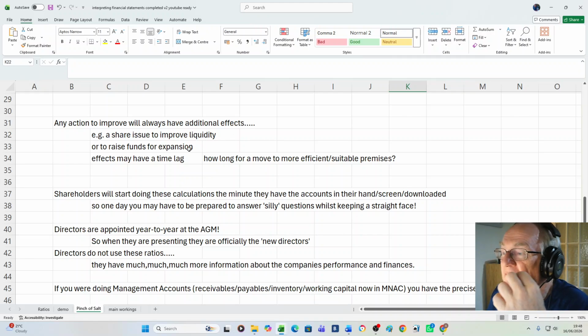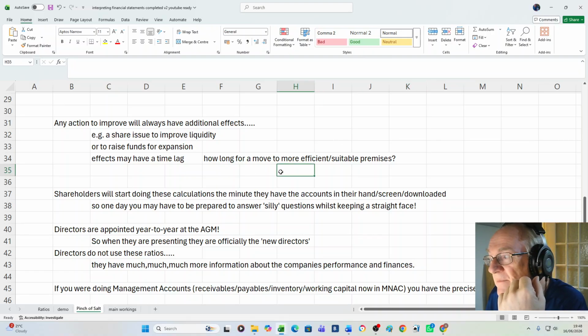Raising funds for expansion, well, a big time lag. Property, plant and equipment, a few years. If the expansion is moving to more efficient or suitable premises, we've seen that in T-level papers recently, could be 10, 15 years before it pays off, even though it's a really good idea.